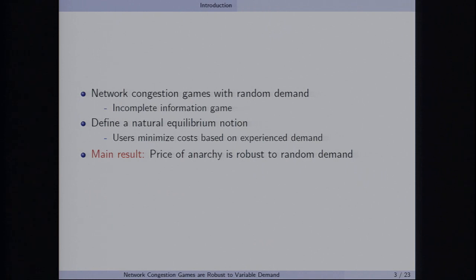What we show is that if users minimize their cost based on experienced demand, so based on demand they actually learn through the network, the price of anarchy stays the same as is known for fixed demand models. So in fact, by using our equilibrium concept, the concept we propose, we see that the price of anarchy is robust to random demand. So I'll make all these concepts clearer in a second.